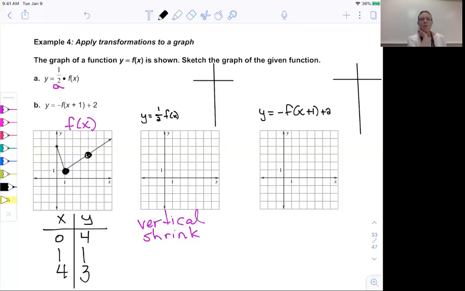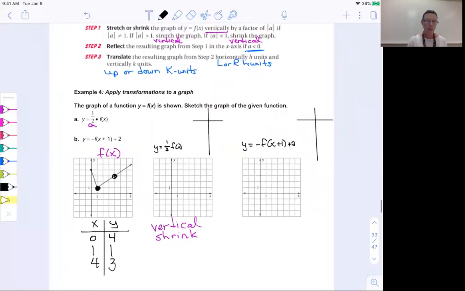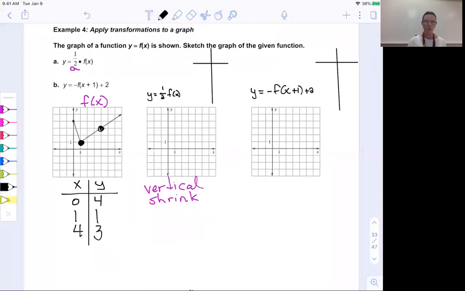So if those are my original points, how could I use those points to have a vertical shrink in the graph? Because that's what it tells me to do. It says stretch or shrink the graph. That's the first thing I need to do. So how would I get those points to shrink, since Jordan said this was a vertical shrink? A little weird to think about.